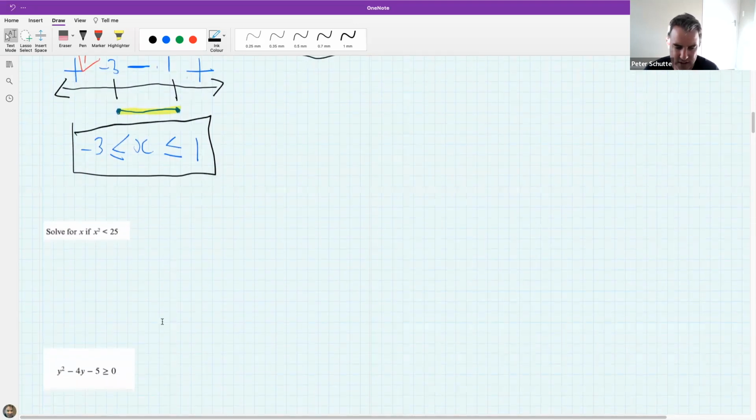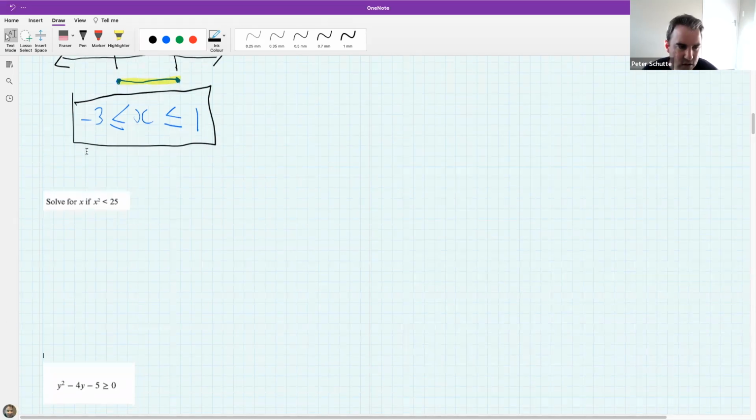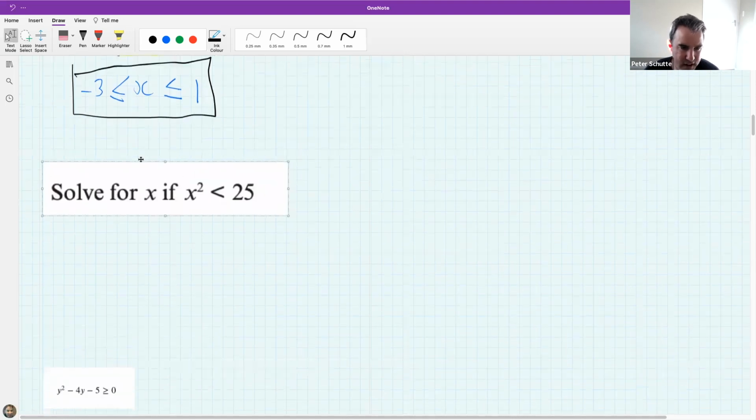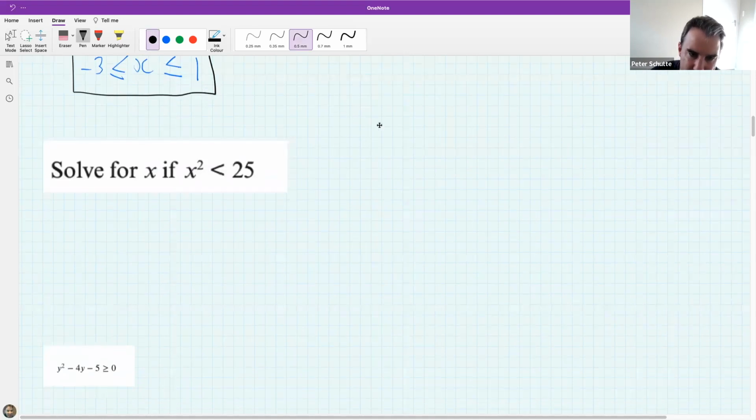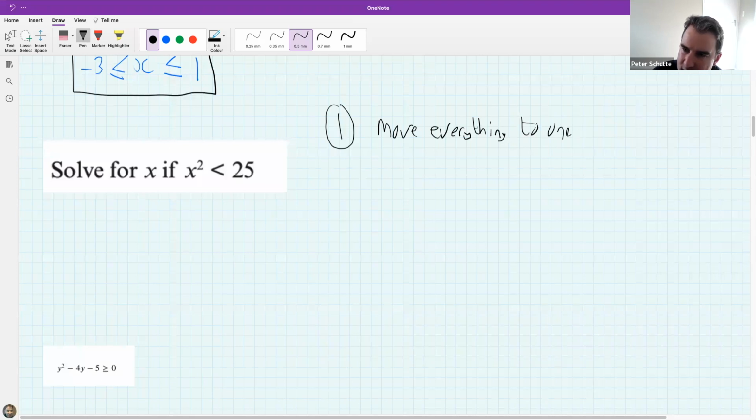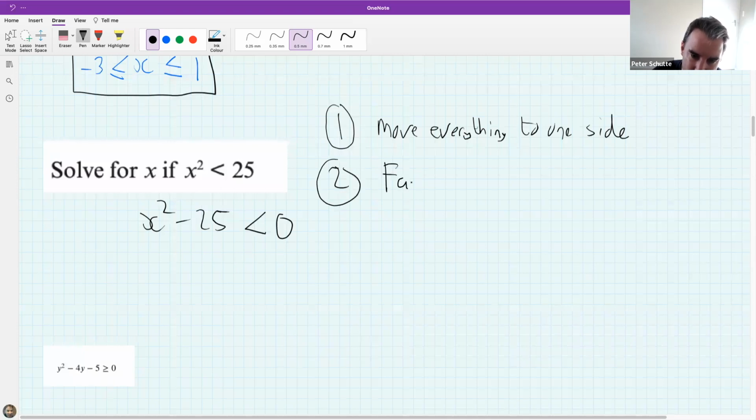Okay, so let me look at a second example. My second inequality says solve for x if x squared is less than 25. Now, when we solve a quadratic inequality, the steps that we normally follow is we would normally move everything to one side, kind of like we were solving an equation. So to move everything to one side, I'm going to go x squared minus 25 is less than 0. Then the second step is going to be to factorize.